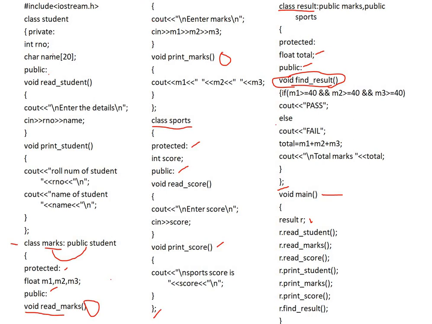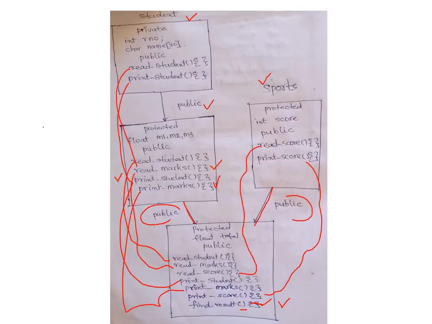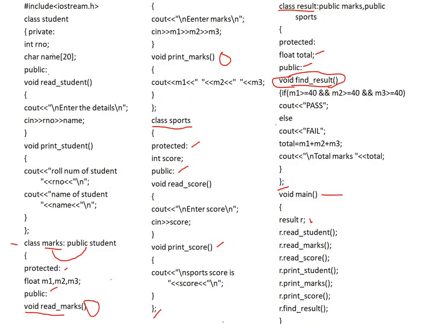cout "Enter marks" and cin >> m1 >> m2 >> m3. Now enter the marks. Let us consider I am entering 90 into m1, 80 into m2 and 72 into m3. After execution of this statement, what happens? Immediately execution control goes to the next statement in the main function. What is the next statement? r.read_score.